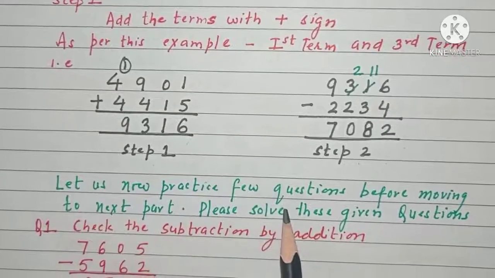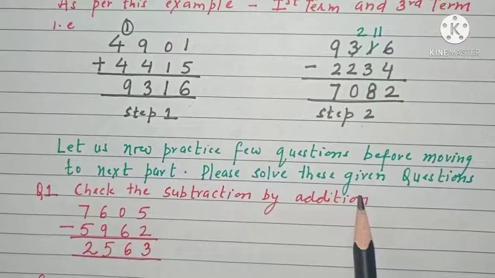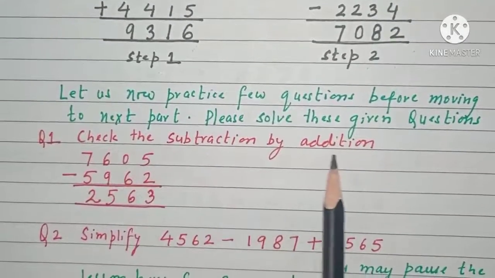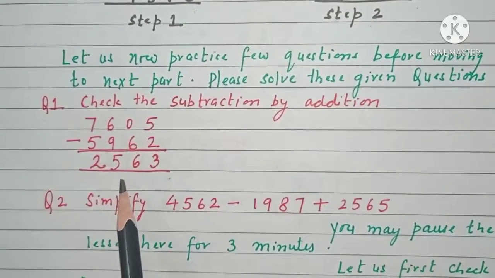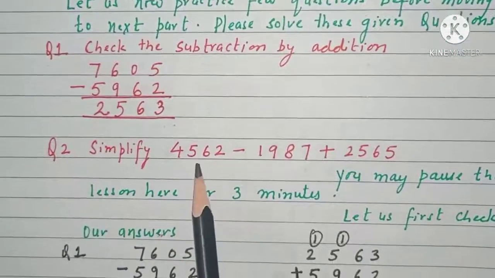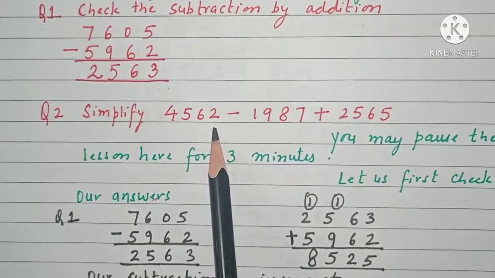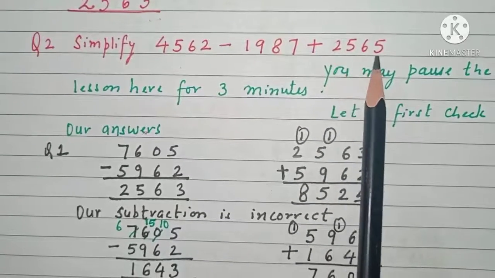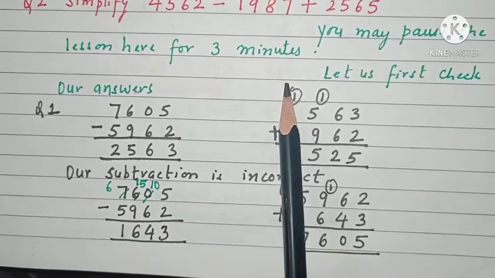So students, now practice few questions before moving to our next part. So please solve the given questions. In question number 1, you have to check the subtraction by addition. The answer of subtraction is given to you. You need to check this answer by the addition method. And in question number 2, please do the simplify question, which is having 4562 minus 1987 plus 2565. You may pause the lesson here for 3 minutes.